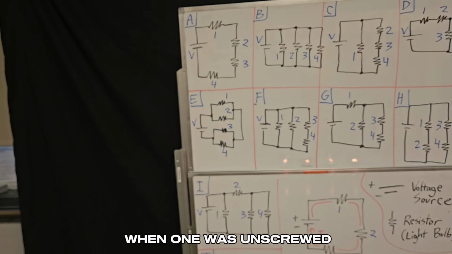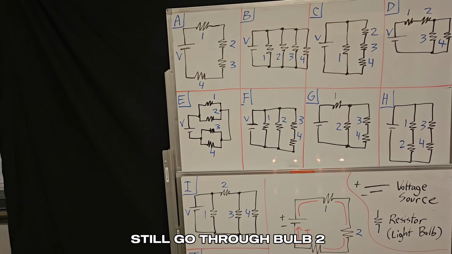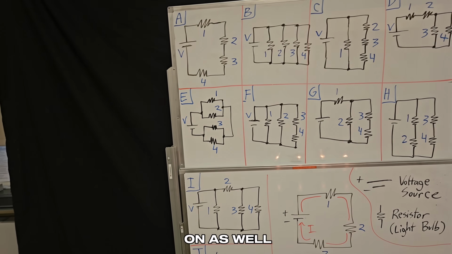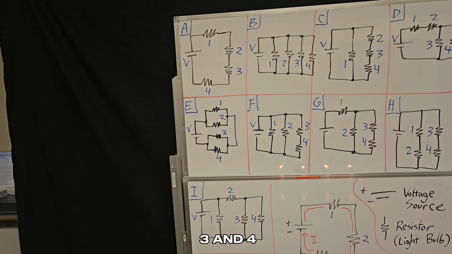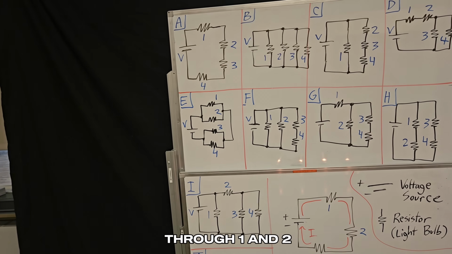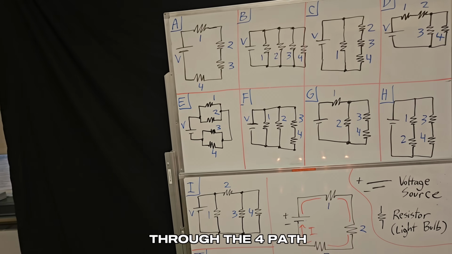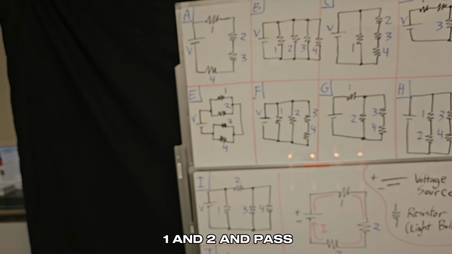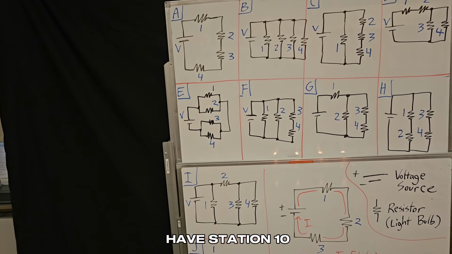And so that's why when 1 was unscrewed, everything else stayed on because the current could still go through bulb 2 and still pass through the other bulbs. And when 2 was unscrewed, everything else stayed on as well because it can still pass through bulb 1 and then go through 3 and 4. And then likewise, unscrewing 3, everything stayed on because it can still go through 1 and 2 and then go down through the 4 path. And then finally, unscrewing bulb 4, you could still have current go through 1 and 2 and pass through bulb 3. So E is the correct answer.